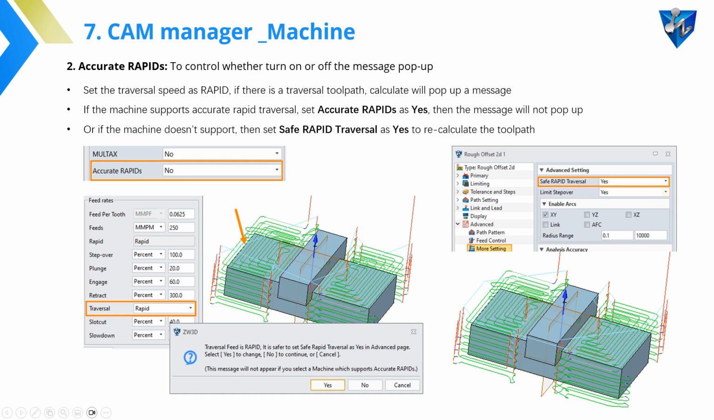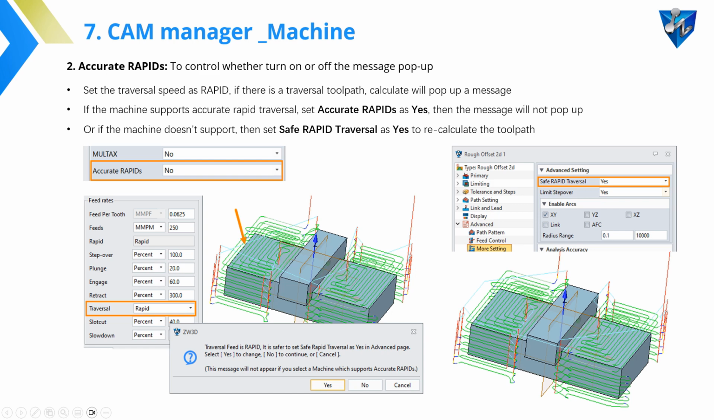There is one more option which needs to be explained a little bit, which is Accurate Rapids in Machine Manager. It is used to control whether to turn on or off the following message display. Let's check when it will pop up. The first condition is that we have to set the traversal speed as rapid. If there is some traversal toolpath as shown in the picture, and we set this option as no in the Machine Manager, the default value, then when we calculate from the Operation Parameters window, the message will pop up. If the machine does support accurate rapid traversal, then we can just set Accurate Rapids as yes in the Machine Manager. The message will not pop up.